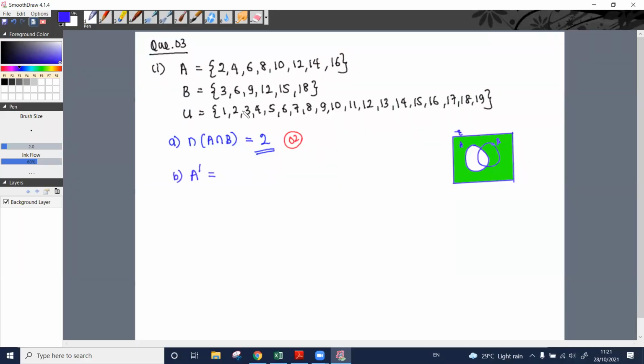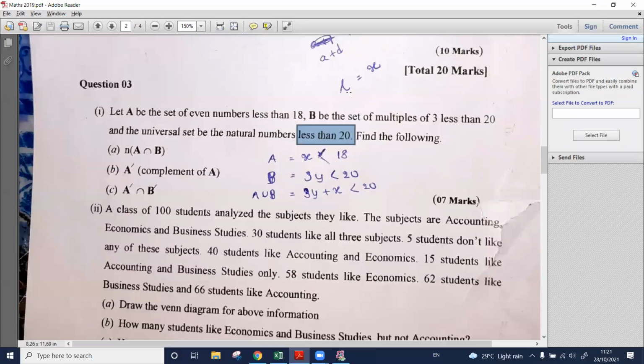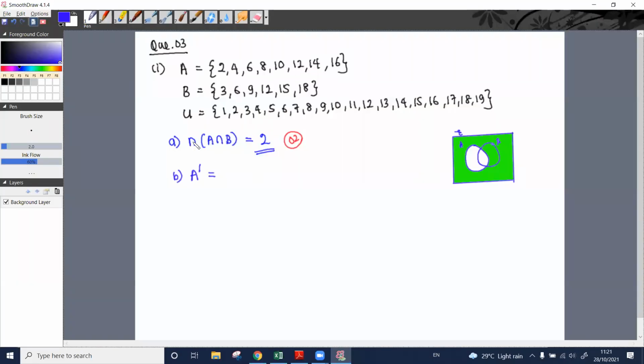From 1 to 19. It means 19 elements are there. Here, what do we need to write? The number of elements or the probability? Neither. We need to write the relevant set, the set of A dash. We need to have it here. So we'll consider it with the universal set.